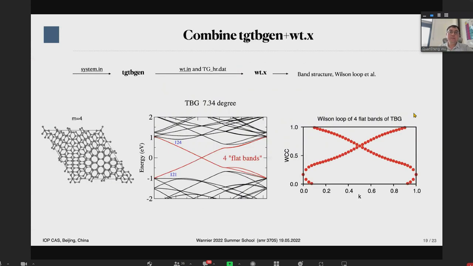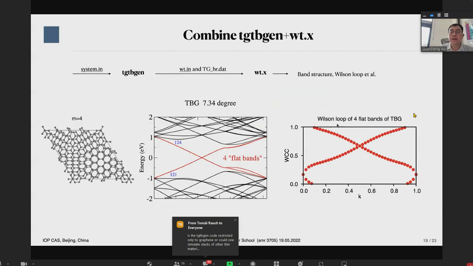and we combine these two programs. You can get the band structure for the twisted bilayer graphene system. So for example, these are twisted bilayer graphene systems with m equals 4, where the angle is 7.34 degrees, okay. And once you calculate with wt.in, when you plot it, you will find that this is the flat band. It's not that flat here, okay, but we call it the flat bands, okay. And if you check the band indexes, it's from 1 to 4, okay.